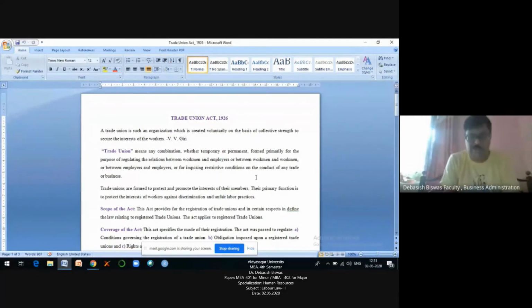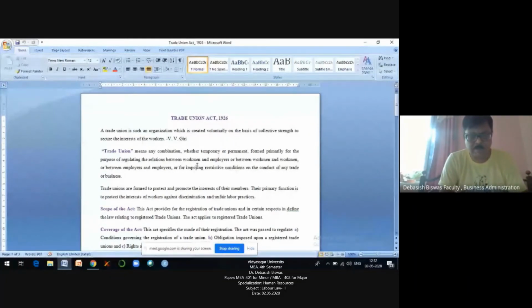So if in an organization there is a registered trade union, then they can impose certain restrictive conditions. Otherwise, what will happen? Employers will do anything which may go against the workers, right? So employer may do anything if there are no restrictive conditions. So trade union basically tries to impose certain restrictive conditions on the whimsical action which may go against the workforce. Clear? So this is the complete definition which is enshrined under the Trade Union Act 1926.